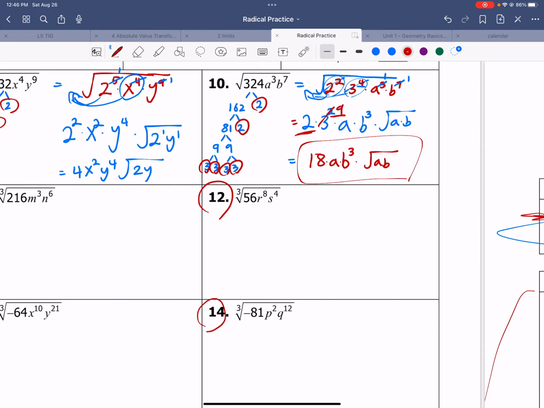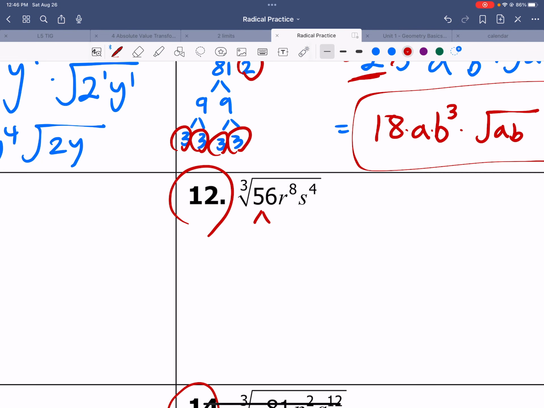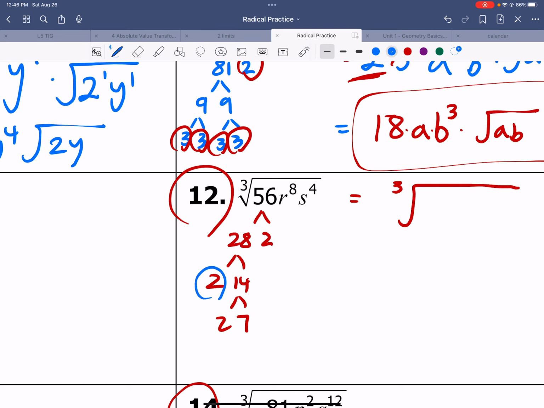So here, 56. It's a cube root, by the way. So it's gonna be, if I divide by 2, it's gonna be 28. Divided by 2, 14, that's a 27. So instead of cube root, I have 1, 2, 3, 2 to the 3rd power times 7 times r to the 8th power times s to the 4th power.